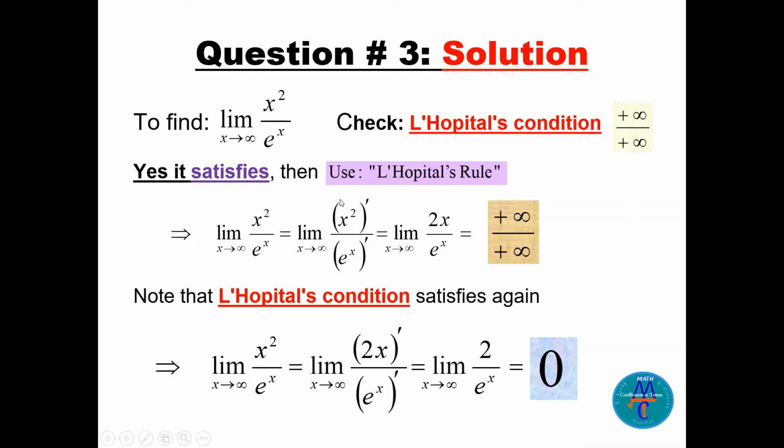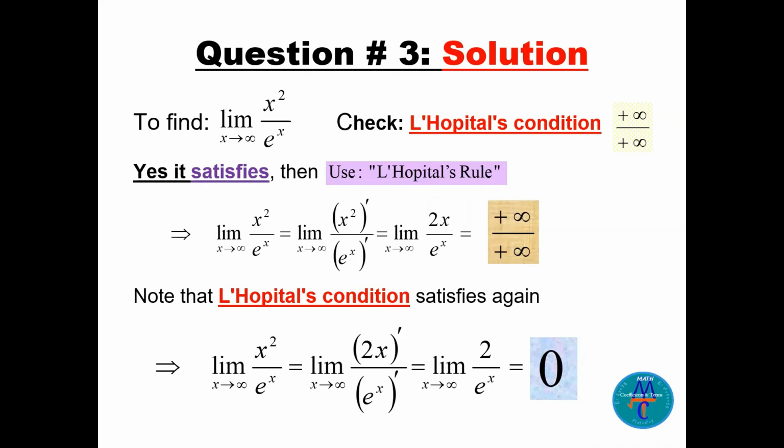The derivative of the numerator divided by the derivative of the denominator. So the derivative of x squared will be 2x, and the derivative of e to the power x will be e to the power x. Let's check again. x goes to infinity, so 2 times x will also go to plus infinity. e to the power x will also go to plus infinity. So the L'Hopital's condition again is satisfied, so we can apply the rule again.